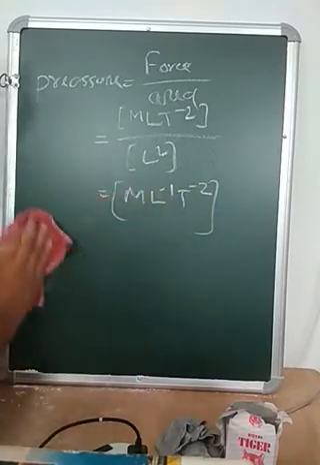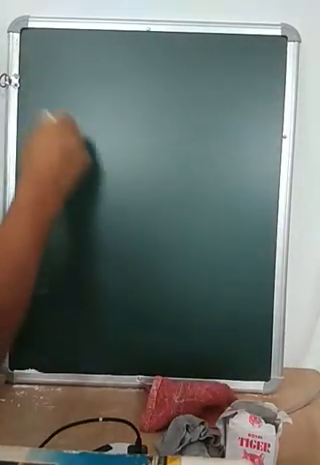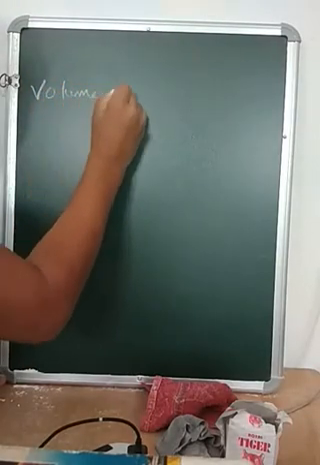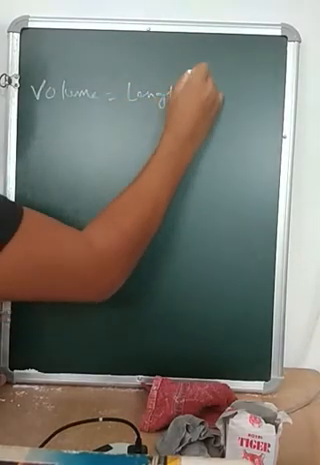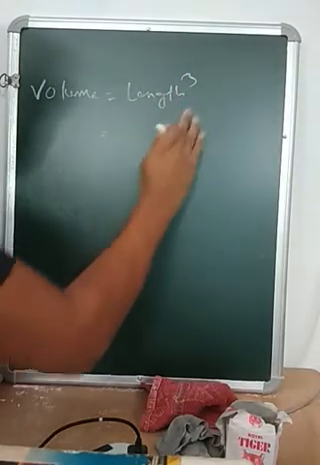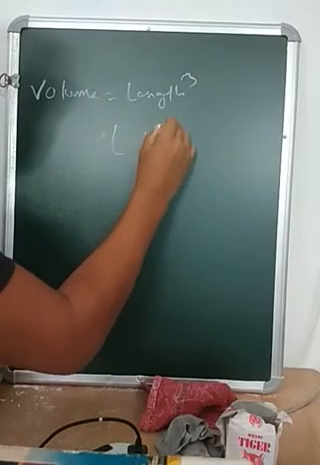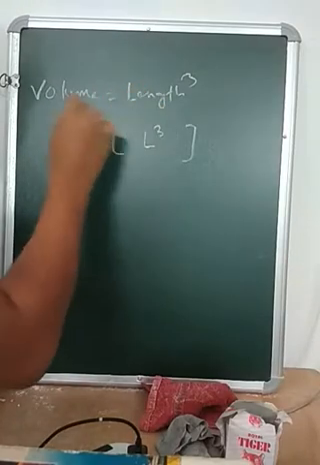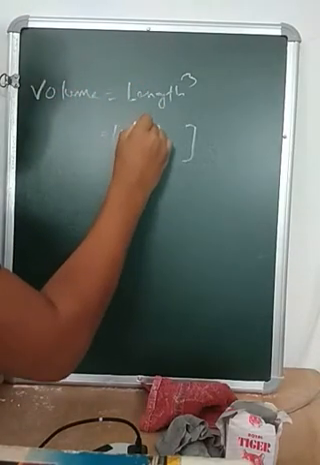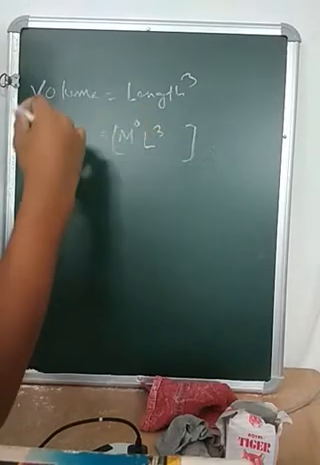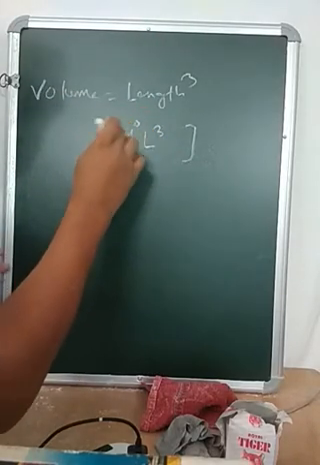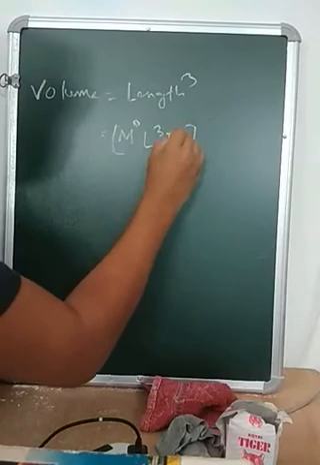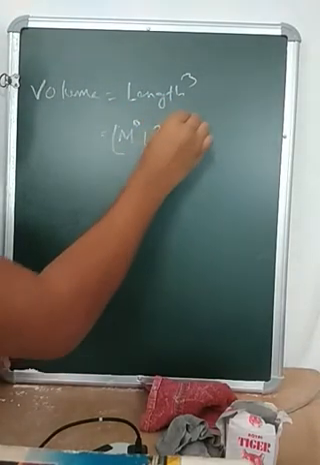Now suppose we are asked to write the dimension of volume. We know that volume is length cube. So how do we represent this? L cube. But see, what is the dependency on M and T for volume? There is no mass dependence. Volume doesn't depend on mass. So how we represent this? M to the power 0, T to the power 0.